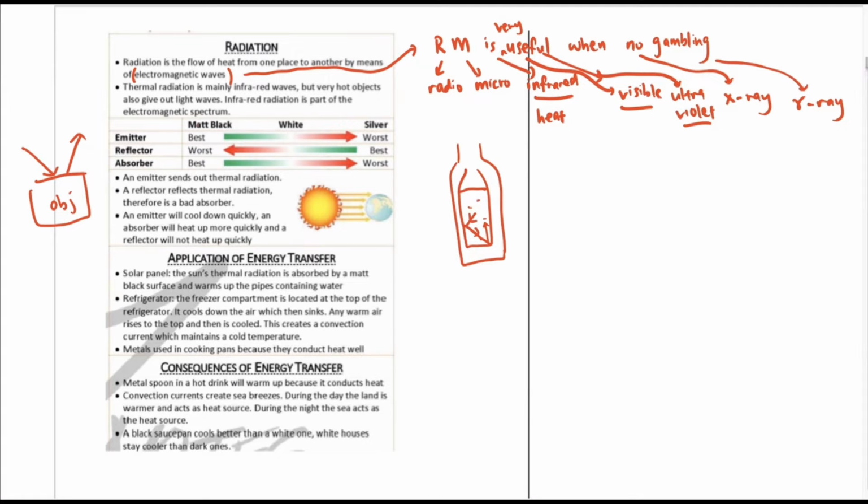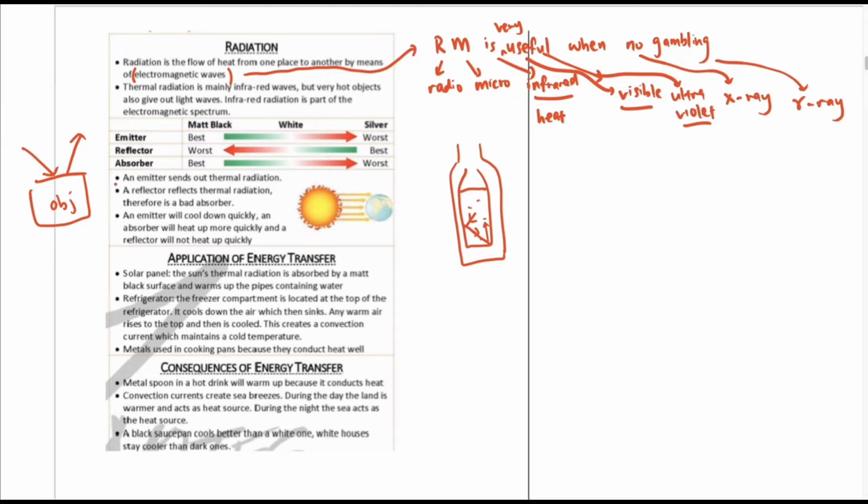Who is the best absorber? It's the matte black absorber. So you put this matte black object under the hot sun, so it will absorb the heat. It will absorb a lot of heat, so it becomes very hot. Okay, so white, moderate, and then silver is the worst absorber. Okay, now you have to memorize who is the best, who is the worst, so must memorize it.